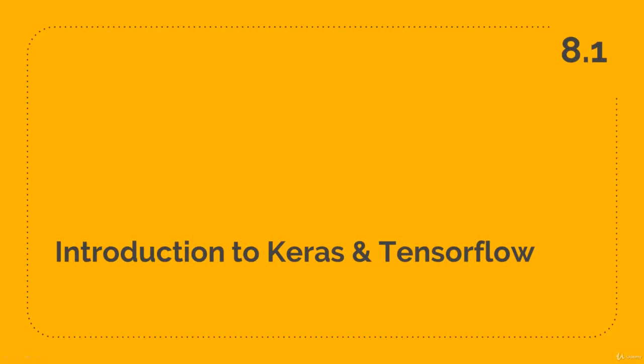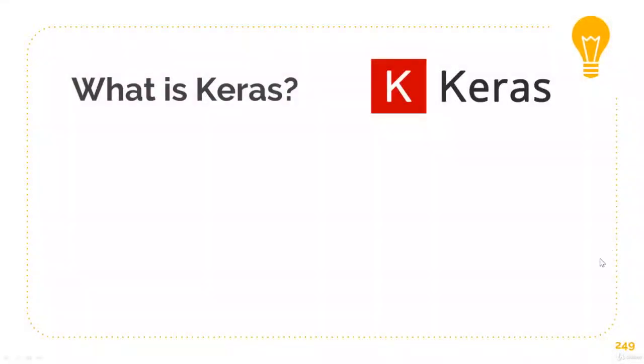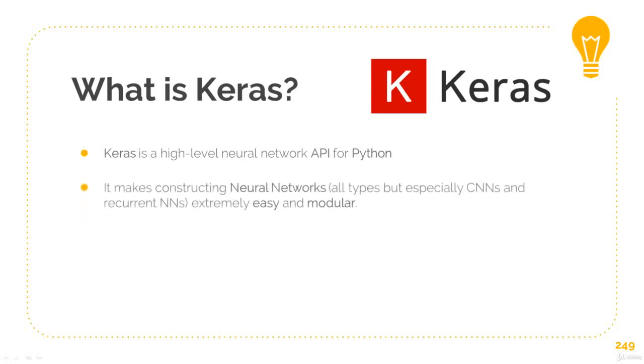Hi, so welcome back to chapter 8.1, where I introduce you to Keras and TensorFlow. So what exactly is Keras? I've mentioned it countless times on this course, but I haven't actually told you precisely what it is. Keras is a high-level neural network API for Python, and it makes constructing neural networks, not just CNNs but all types of neural networks, extremely easy and extremely modular, just to add layers, swap in stuff, change different things, configure your loss functions, configure your different types of activation functions.